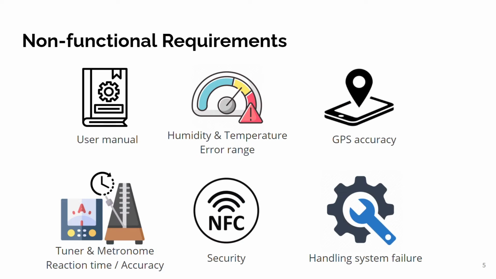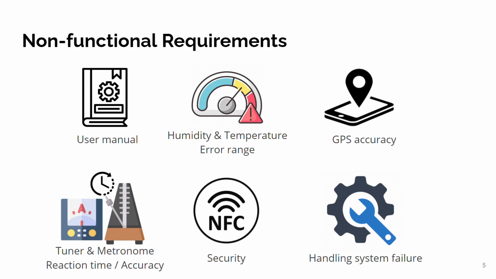Here are our non-functional requirements. First, the user manual shall provide appropriate guidance for the users. Second, the humidity and temperature error range shall always be kept. This range should be maintained to keep the ideal internal conditions of the case. Third, the GPS system shall maintain the desired accuracy to provide the correct location of the case. Fourth, the target reaction time and accuracy of the tuner and metronome shall be attained.